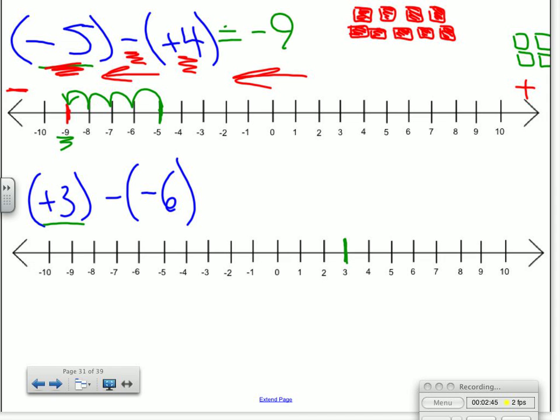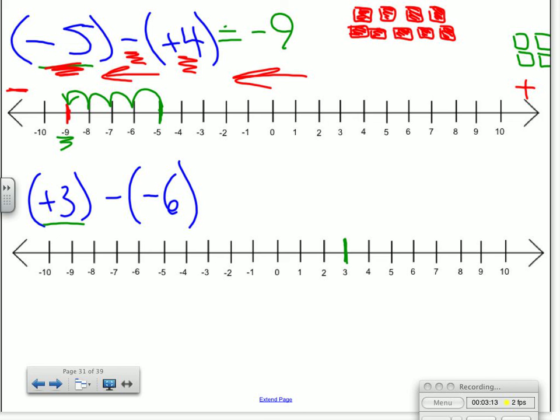Let's look at the bottom one. We were starting at +3. In this case, we are subtracting -6. Which way do I go? More positive or more negative? I'm taking away, which your whole life had meant you get lower. I'm taking away 6 negatives. When I take away negative things, it becomes more positive.